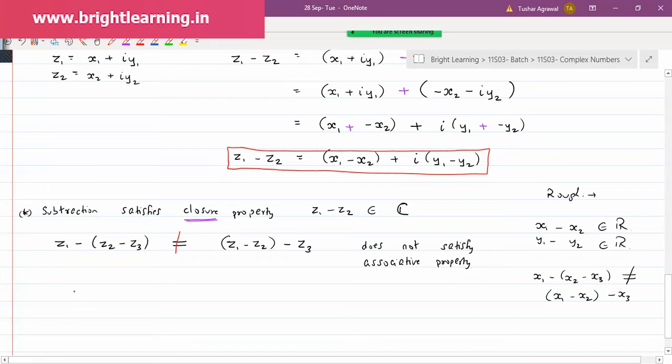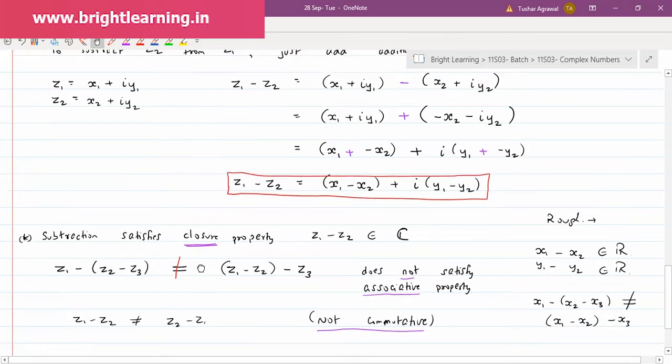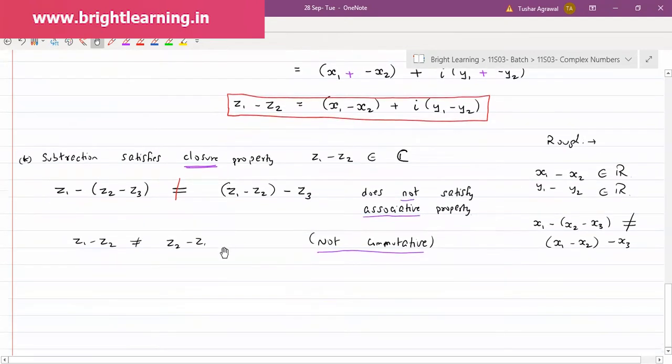And also Z1 minus Z2 is not equal to Z2 minus Z1. Not commutative. I hope I can skip the explanation of this part. Neither is it commutative nor is it associative. The only thing that is satisfied is closure. Yes, sir. Okay. This is with respect to subtraction.